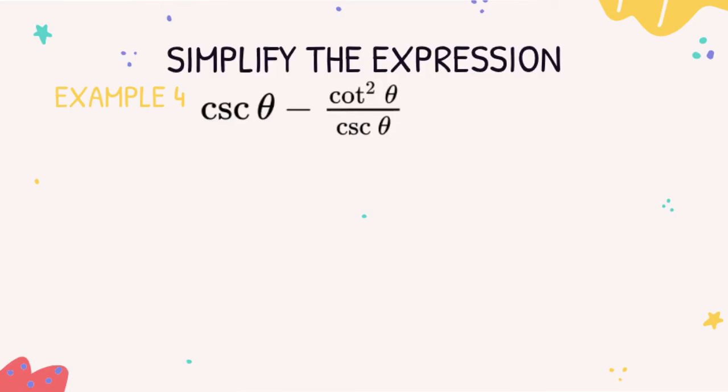Example 4. Cosecant theta minus cotangent squared theta over cosecant theta. Let's see. Well, we have one term on the left here that has no denominator, so we could put that over a denominator of 1. And if I really wanted to, I could multiply the numerator and denominator on the left by cosecant so that I could have a common denominator.